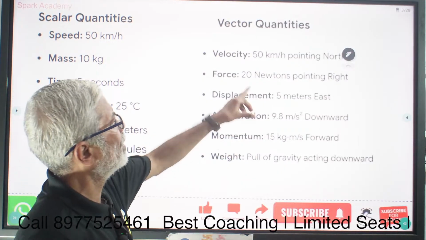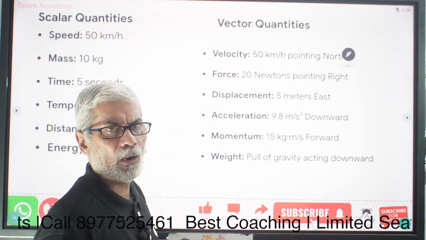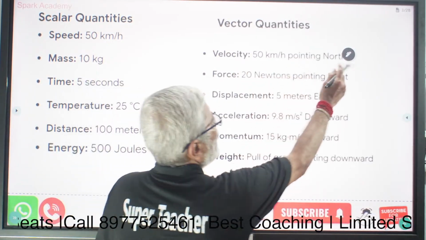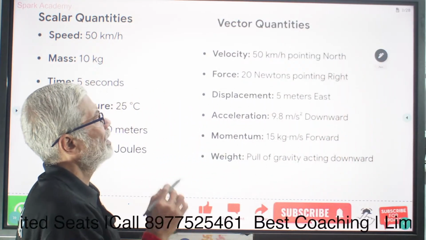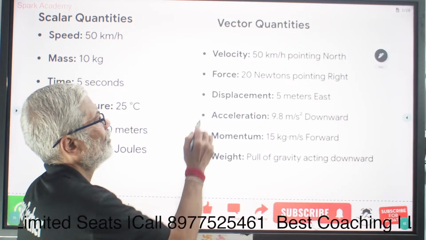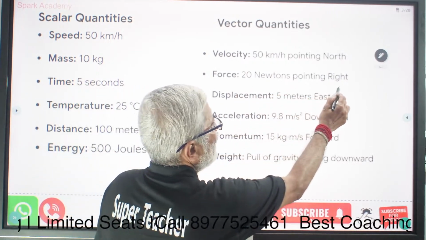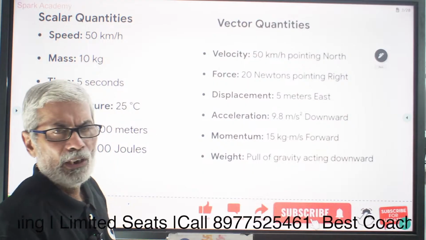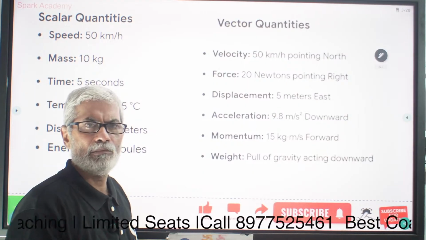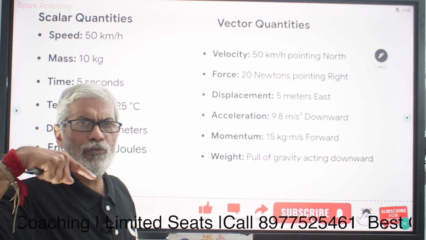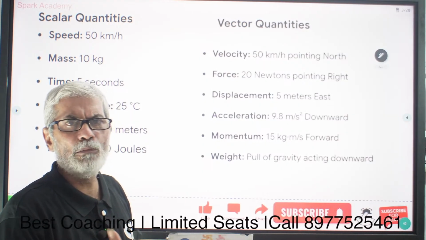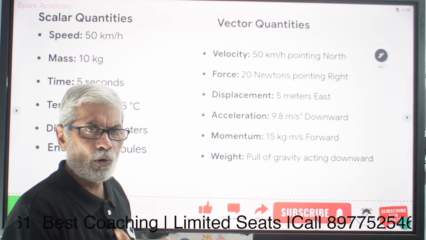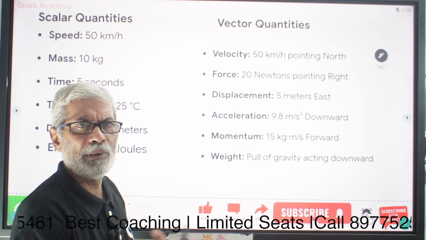Vector quantity means, suppose if I say 50 kilometers per hour, you are going in the north direction. Then it is a vector quantity. Then you have force 20 Newton pointing in the right direction. You can apply a force at some angle. What is the example of force acting at some angle? The example is the perambulator, the heavy roller you roll on a cricket pitch.